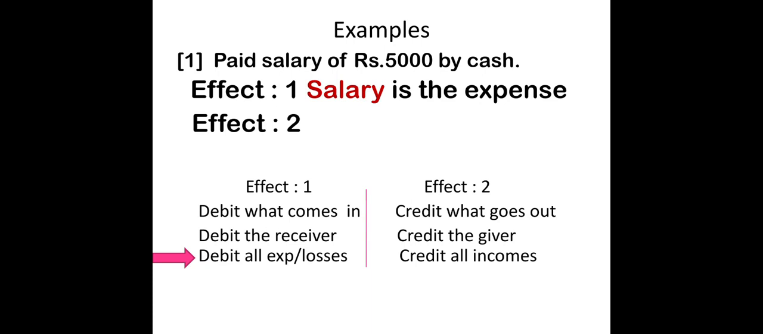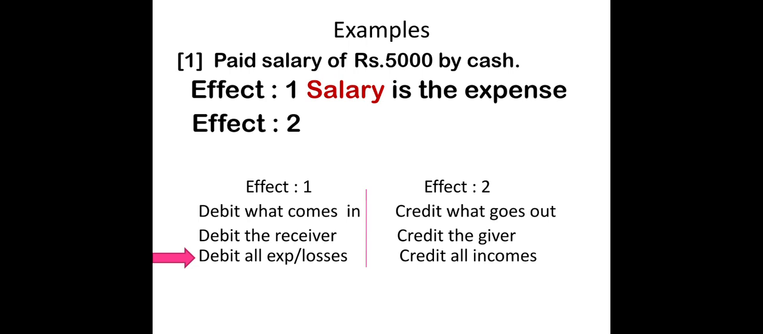Now let's decide effect number 2. Okay, now what is effect number 2? Student, let me repeat that. In effect number 1, you have to write like this. Salary is the expense. Suppose sometimes instead of salary there may be any other expense like advertisement. So you can write that advertisement is the expense.